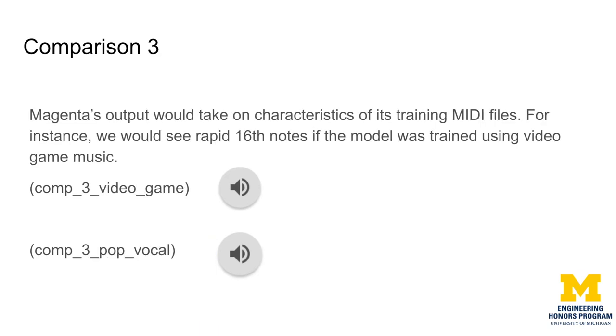Finally, we arrive at comparison 3. Magenta's output would take on characteristics of its training MIDI files. For example, we would see rapid 16th notes if the model was trained using video game music. 16th notes aren't that common in pop music. However, they do appear in video game music a lot, during intense battle themes.